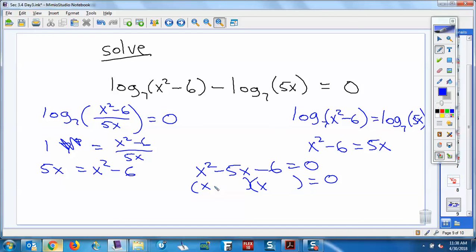Now, what do you got here? Minus 3, minus 2? No? Minus 6 plus 1. Minus 3 minus 2 would give you plus 6. Okay, so it's got to be minus 6 plus 1. So x equals 6 or negative 1.